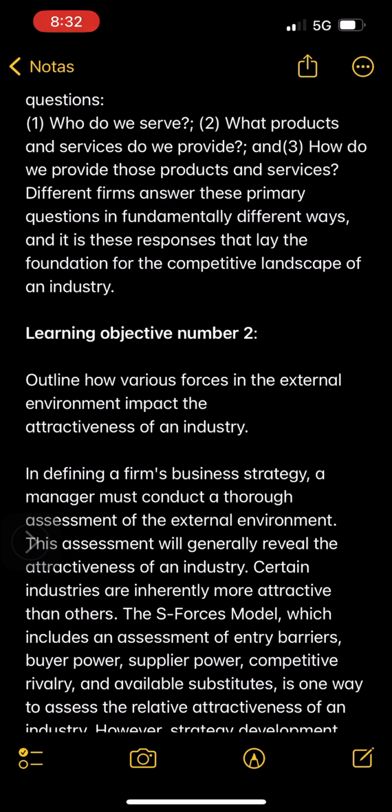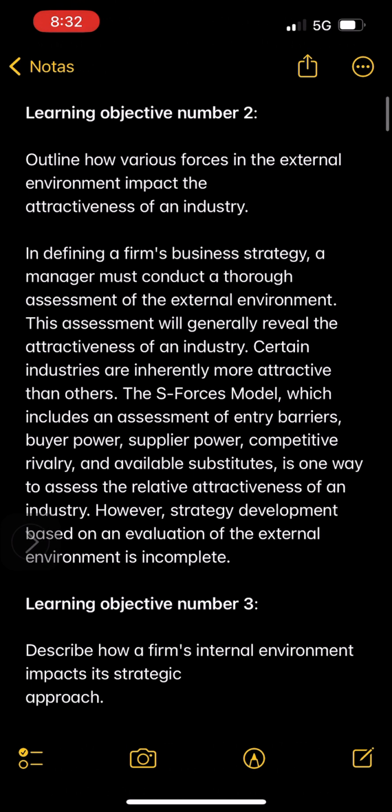Learning objective number 2. Outline how various forces in the external environment impact the attractiveness of an industry. In defining a firm's business strategy, a manager must conduct a thorough assessment of the external environment. This assessment will generally reveal the attractiveness of an industry. Certain industries are inherently more attractive than others. The 5 forces model, which includes an assessment of entry barriers, buyer power, supplier power, competitive rivalry, and available substitutes, is one way to assess the relative attractiveness of an industry.